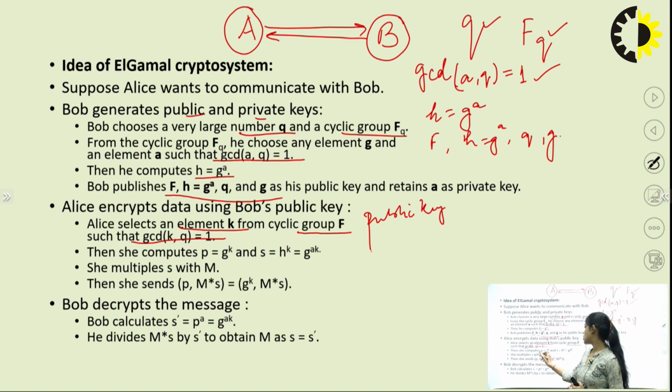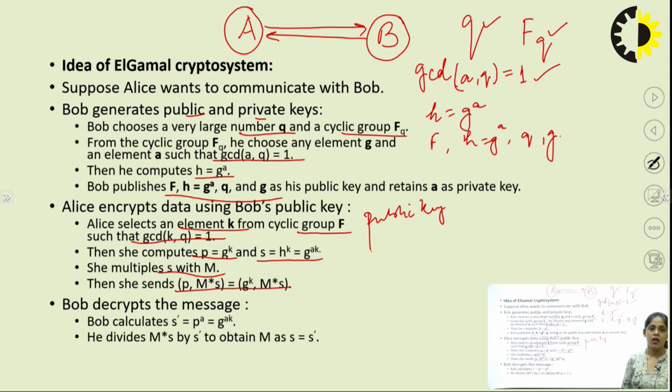Then she computes P equals G^K and S equals H^K equals G^AK. So P is equal to G^K and S is equal to H^K, G^AK. She multiplies S with capital M. Then she sends P, M into S, that is G^K, M into S. It is somewhat like this. So these are the steps which are carried out by Alice.